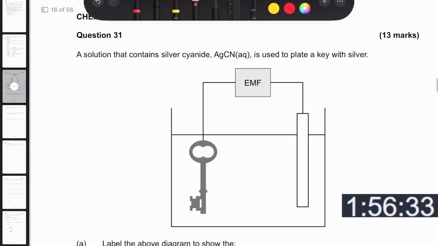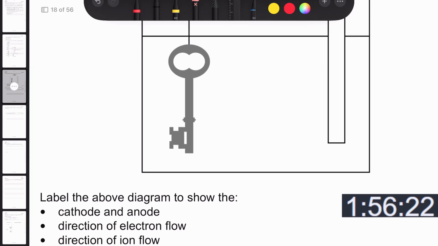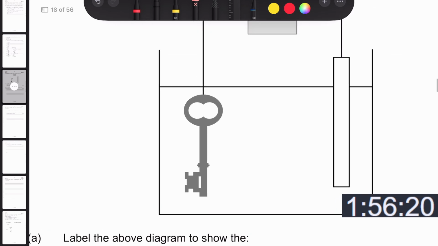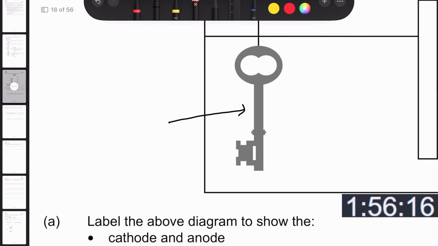Okay, gotta move on. Solution contains silver cyanide, is used to plate a key with silver. Show the cathode and the anode, direction of electron flow, direction of ion flow, polarity. Okay, so we're plating a key with silver. So this is the cathode.